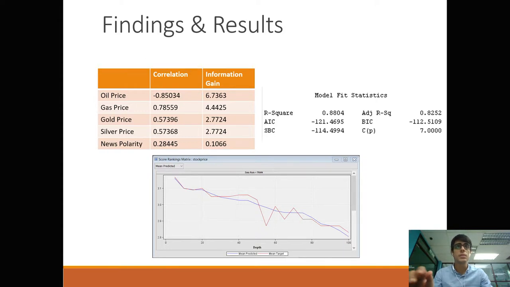Another one is for TM. For TM, we can see that again, oil price has the highest information gain compared to the other features. After I make the regression and build the model, I could get around 88% accuracy.